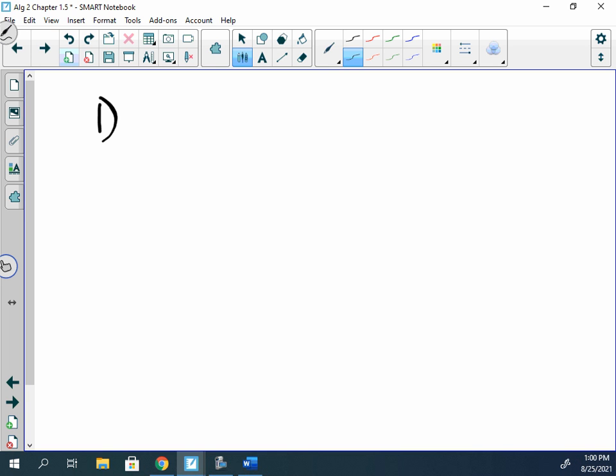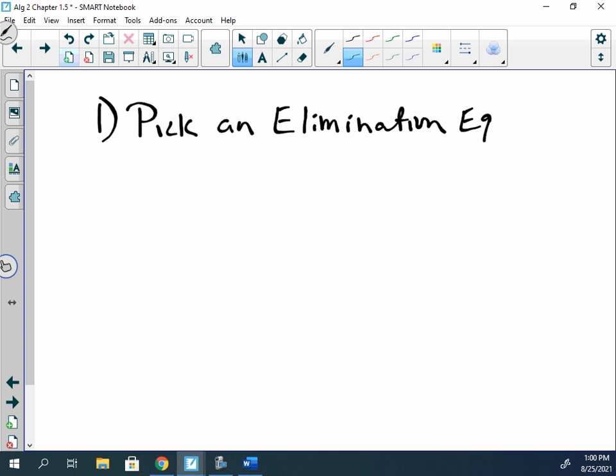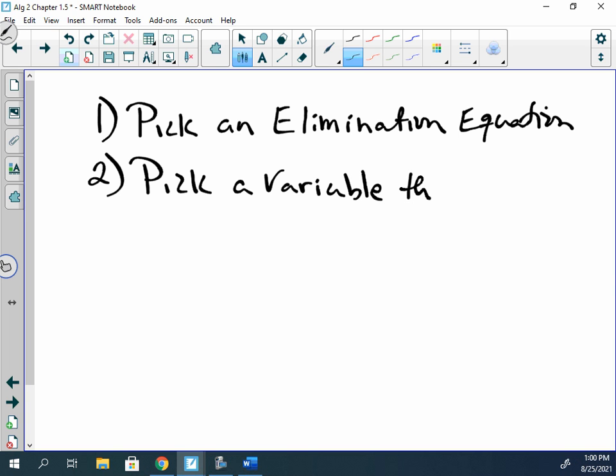Our first main step is to pick an elimination equation. We want to pick one of the three equations we're going to use to eliminate a single variable out of all three. Our second step is to pick a variable that will be eliminated.